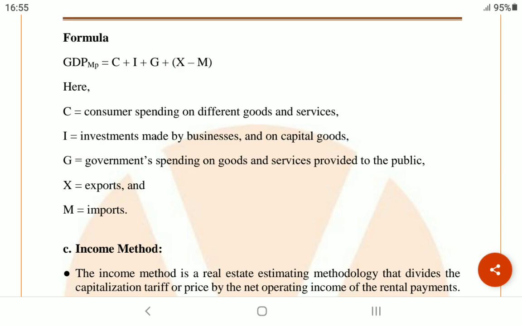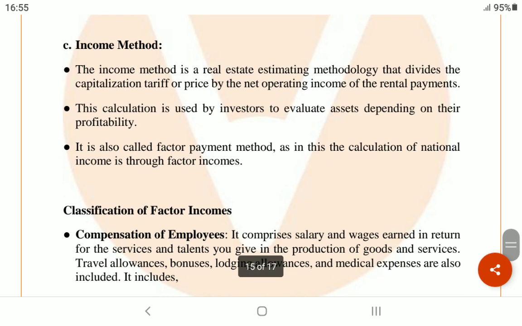Next method is income method. So the income method is a real estate estimating methodology that divides the capitalization rate or price by the net operating income of the rental payments, and the calculation is used by investors to evaluate assets depending on the profitability, how much profit they have got.